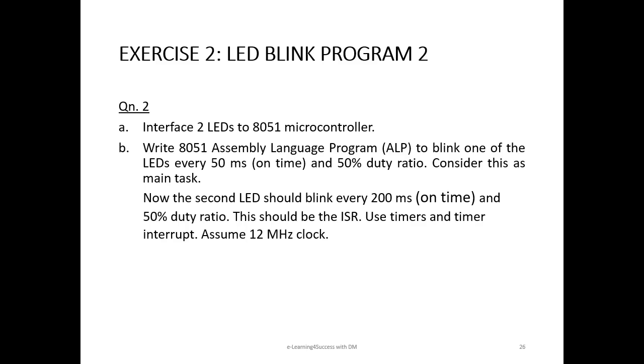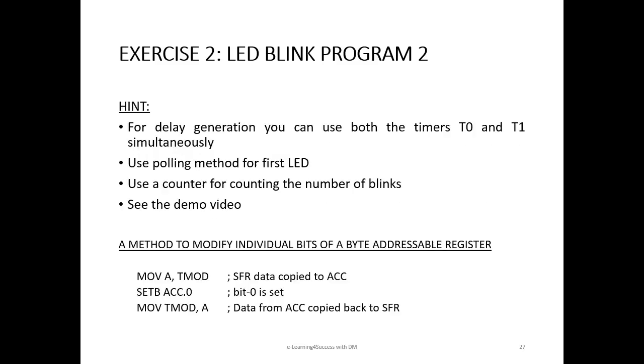You have to use timers and timer interrupts and assume 12 MHz clock. The hint that I can give you is that for delay generation you can use both the timers T0 and T1 simultaneously. Use polling method for first LED. Also you will need a counter for counting the number of blinks of the second LED. We have already seen a method for modifying a single bit alone of a byte addressable special function register like TMOD special function register in the previous lecture. It is copied here also for your recollection.